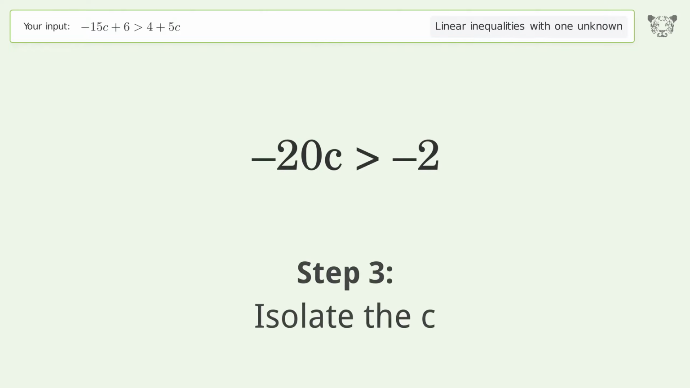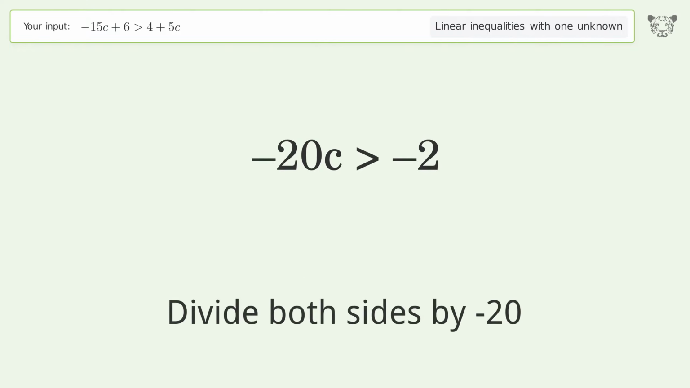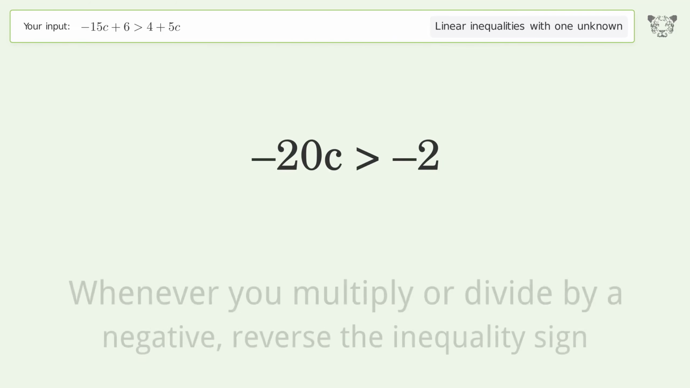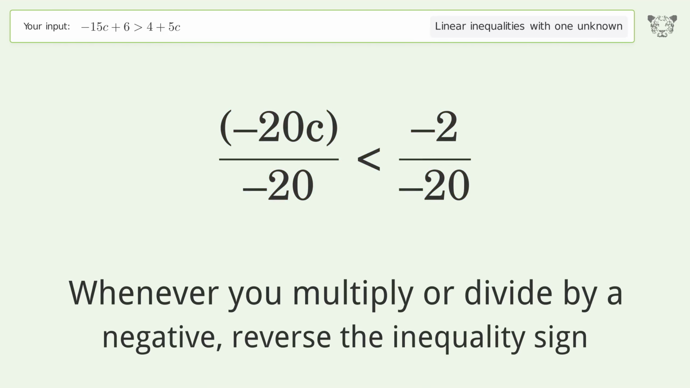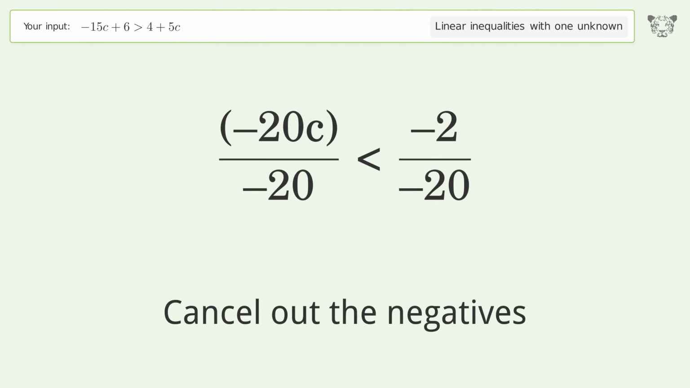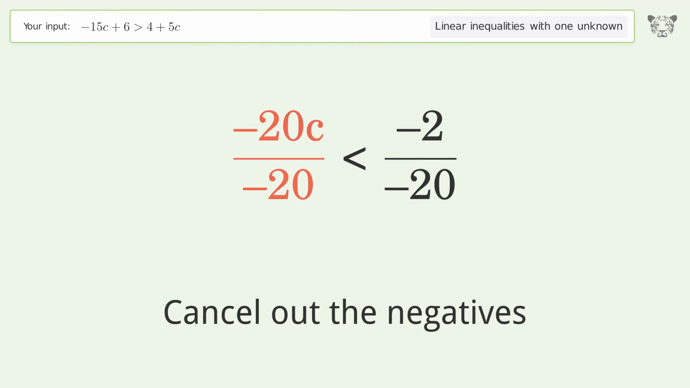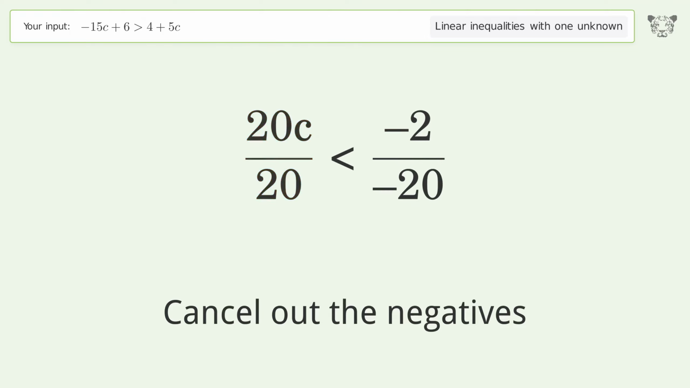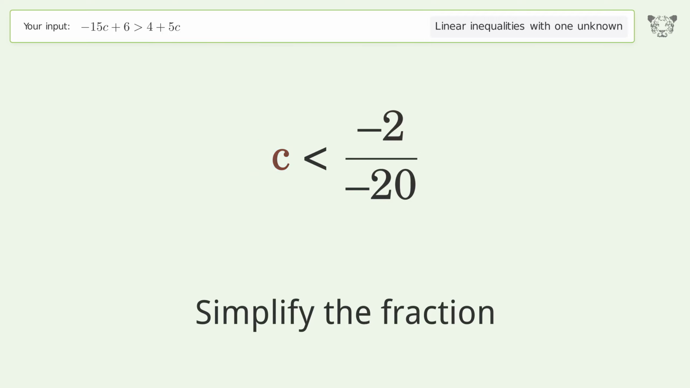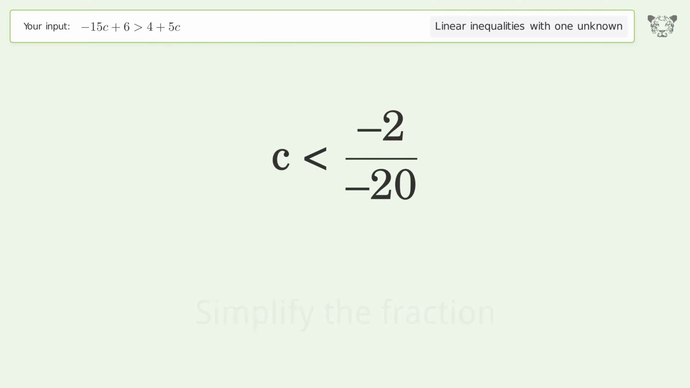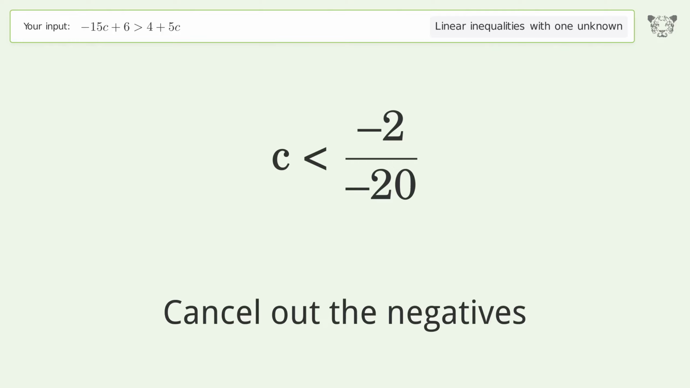Isolate the c. Divide both sides by -20. Whenever you multiply or divide by a negative, reverse the inequality sign. Cancel out the negatives. Simplify the fraction. Cancel out the negatives.